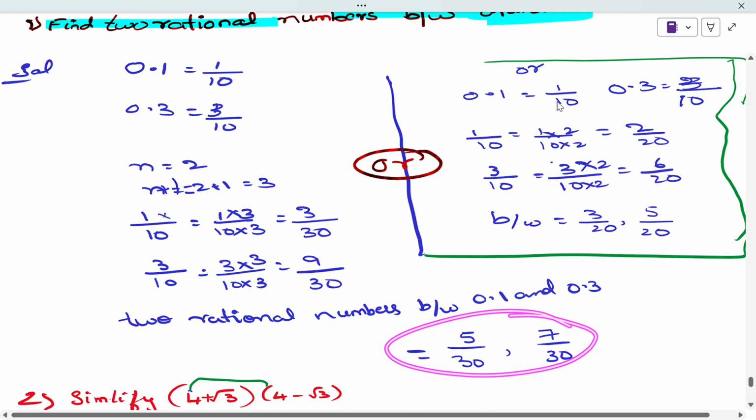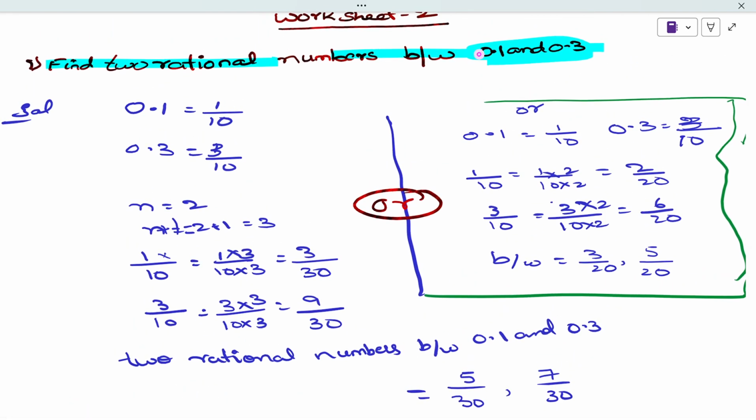Next, there is another method also. Here 0.1 we can write as 1 by 10 and 0.3 as 3 by 10. We have to write only two rational numbers, no? Numerator and denominator multiplied by 2, you get 2 by 20. Numerator and denominator multiplied by 2, you get 6 by 20. Between 2 by 20 and 6 by 20, we can write 3 by 20 and 5 by 20. Like this also you can do. We are finding only two rational numbers, and by multiplying numerator and denominator you get the same answer.